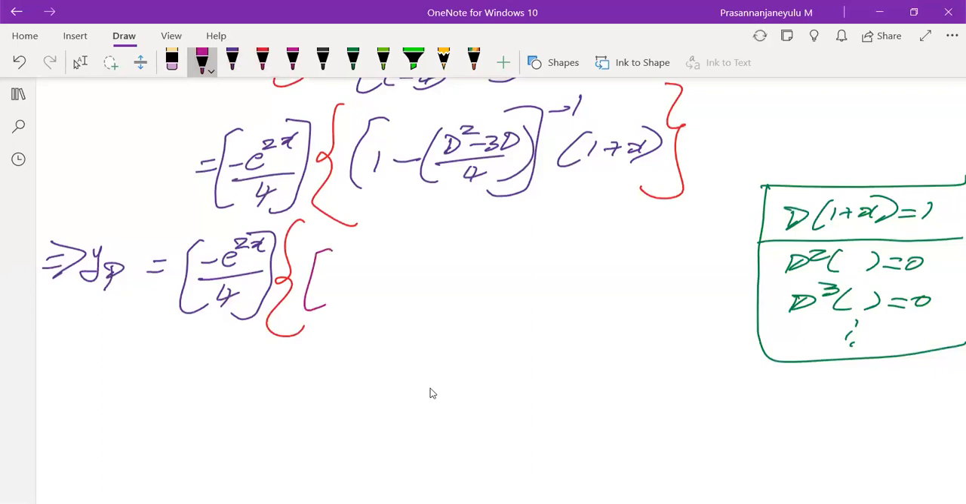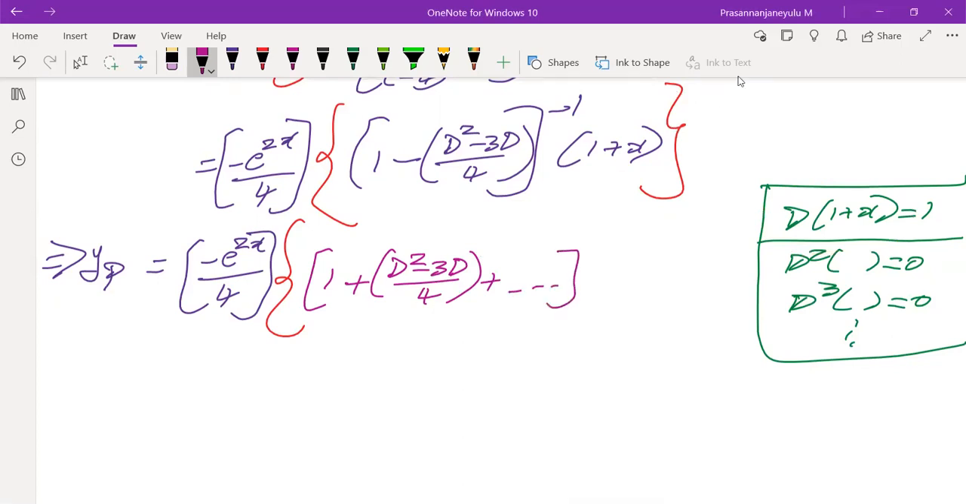Yes, now tell me. It is in the form of 1 minus x whole power minus 1. What is the expansion of 1 minus x whole power minus 1? 1 plus x, where x is (d square minus 3d by 4), plus x square. What is x square? (d square minus 3d by 4) whole square. Do I have to take the next term or not? We should not take it. Why? The reason is that only the first derivative exists here, so up to power 1 only we have to do it. The remaining terms you simply mention, and so on.